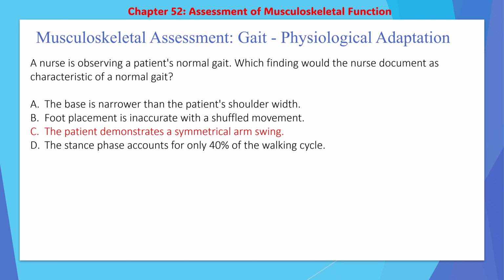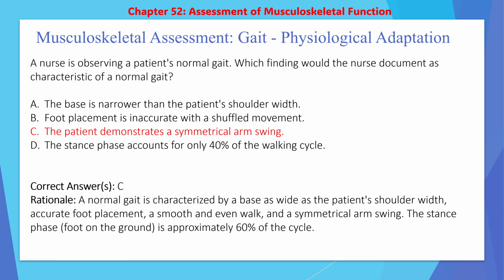The correct answer is the patient demonstrates a symmetrical arm swing. A normal gait is characterized by a base as wide as the patient's shoulder width, accurate foot placement, a smooth and even walk, and a symmetrical arm swing. The stance phase, foot on the ground, is approximately 60% of the cycle.